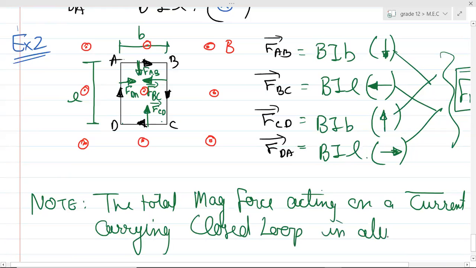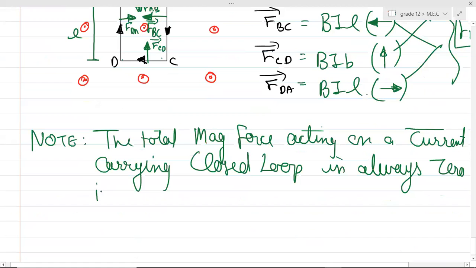The force is always 0 in a uniform magnetic field, right? Correct. In a non-uniform magnetic field, it may or may not be equal to 0. It may produce torque.